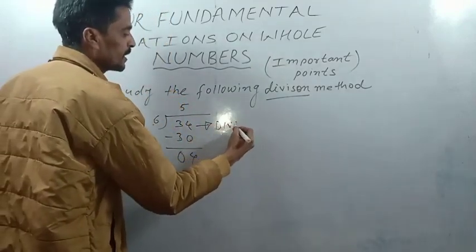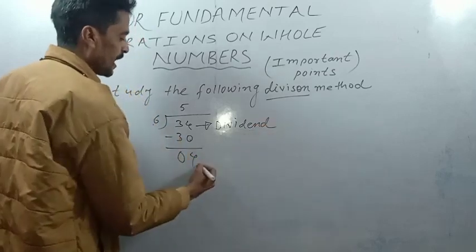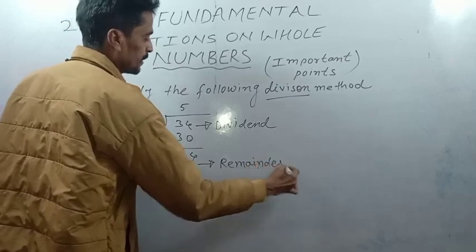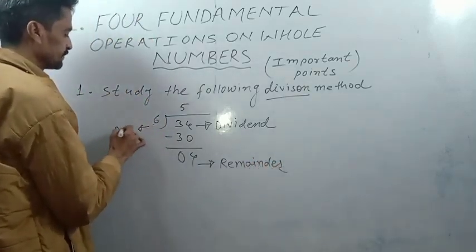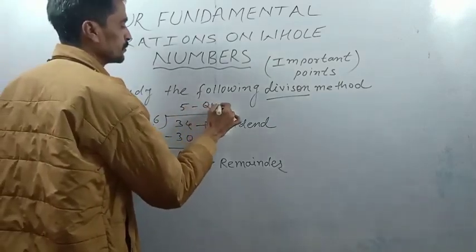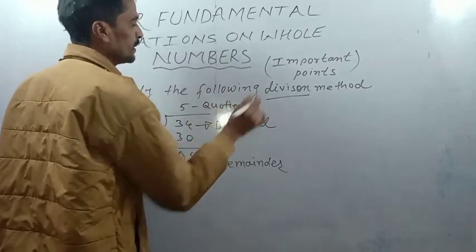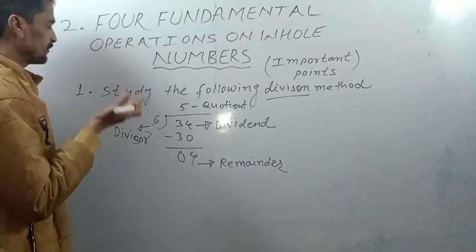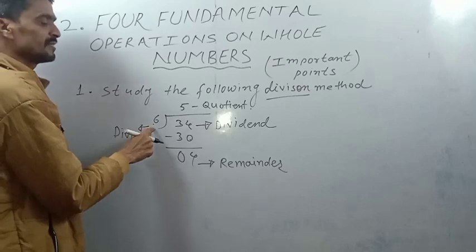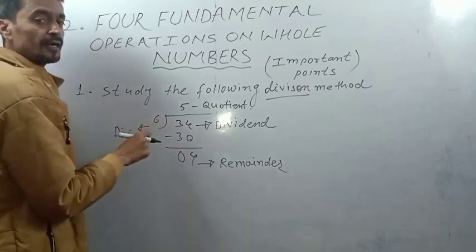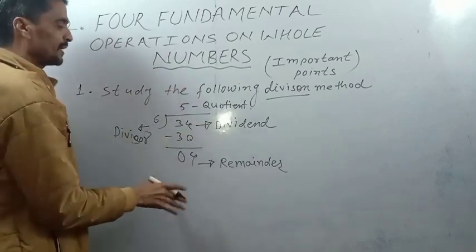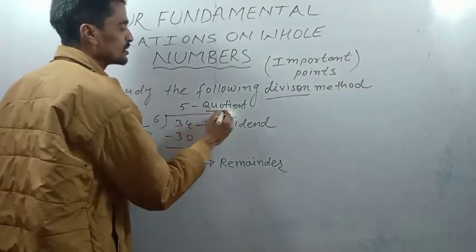This is the dividend, D-I-V-I-D-E-N-D. This is the remainder. This is the divisor. And this is the quotient. We are studying division. For example, 6 is the divisor and 34 is the dividend. So we are dividing the number, and the result which comes on top is known as the quotient.